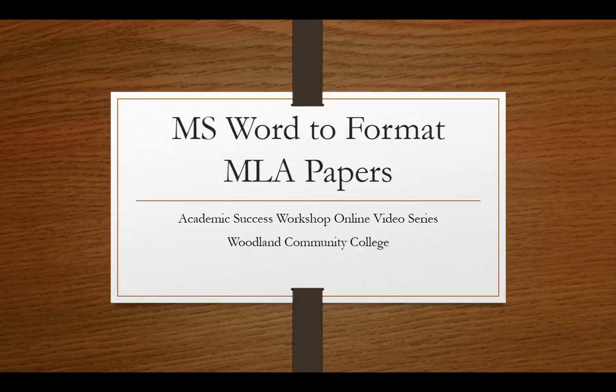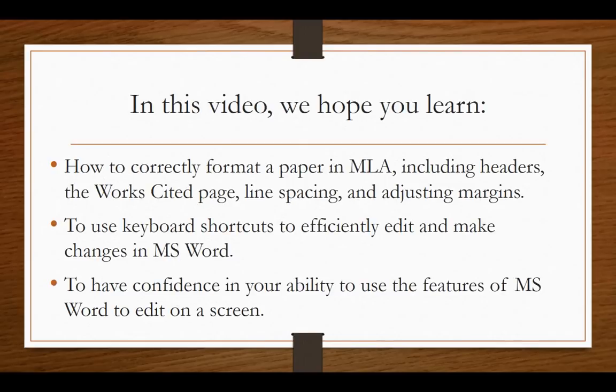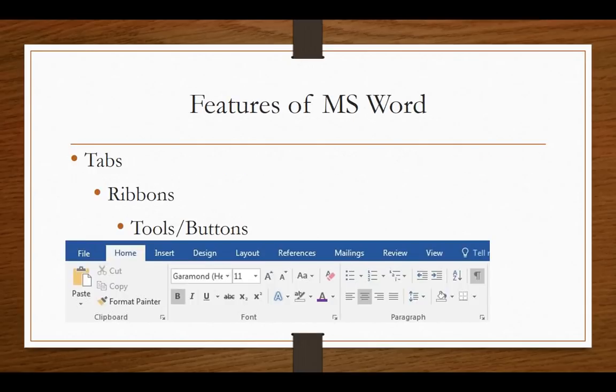This short video is a step-by-step walkthrough of formatting an MLA paper using Microsoft Word. In this video, the goal is to help you learn how to correctly format a paper in MLA, including headers, the Works Cited page, and adjusting line spacing and margins, how to use the keyboard shortcuts to efficiently edit and make changes in Microsoft Word, and finally, we hope that you gain confidence in your ability to use the features of Microsoft Word. In order to effectively use Word, it is a good idea to begin by learning the language of Word that I will be using in this video.